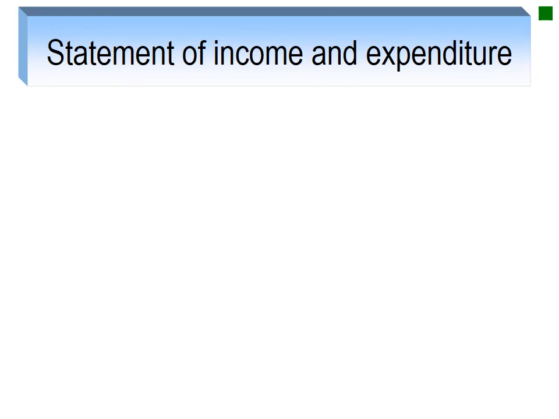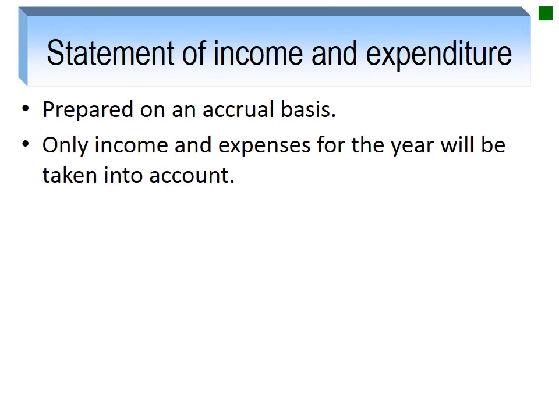The statement of income and expenditure is prepared on an accrual basis, as you know. Only the income and expenses relating to the current year are taken into account. So we accrue for income we haven't received yet, and we also take out income received in advance. With expenses, we accrue for expenses we haven't paid for yet, but we also take out expenses that we've paid for in advance. And you've learned how to do that in the previous chapters in this module.